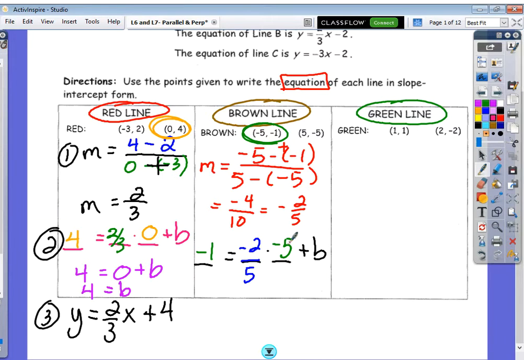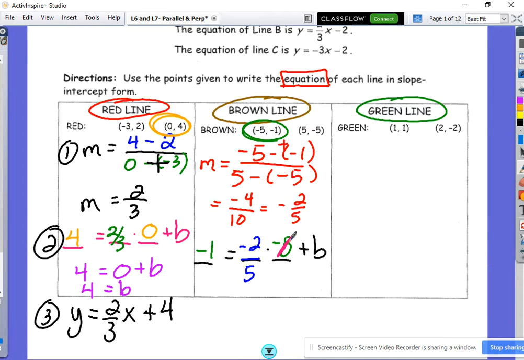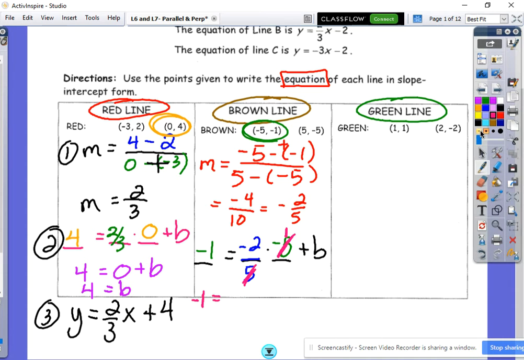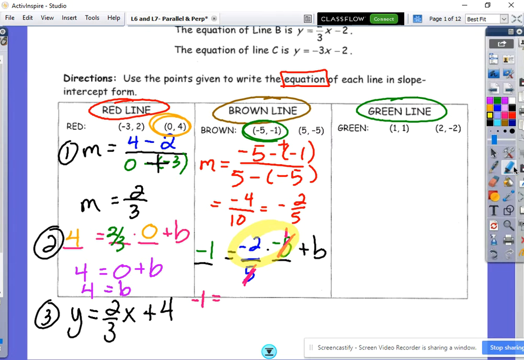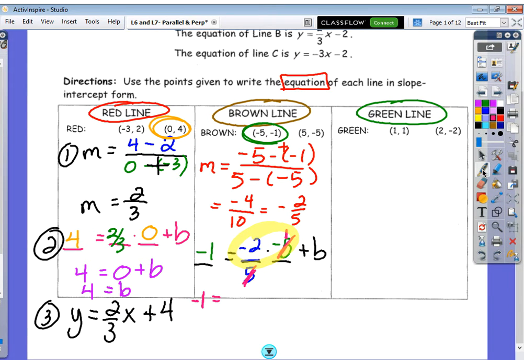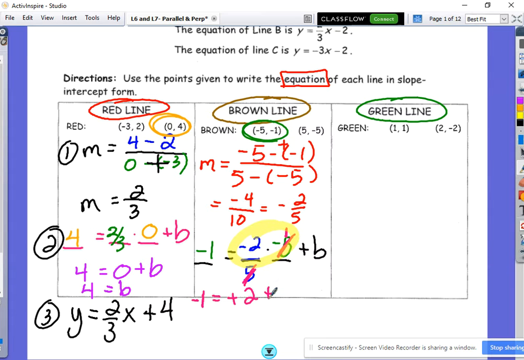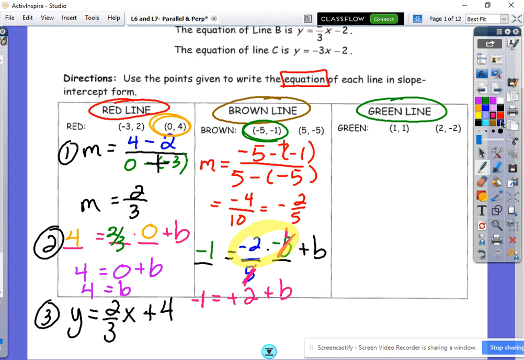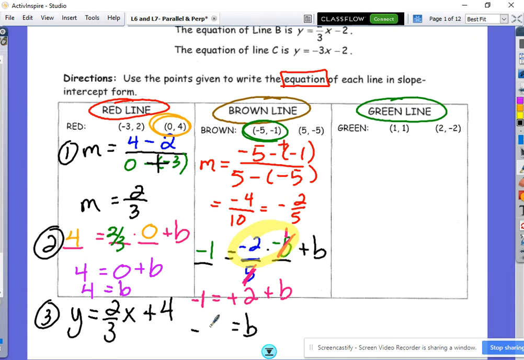What happens, and this is really convenient for us, is that the negative right here, this 5 and this 5 cancel each other out. That becomes a -1. So our equation that we're left with is -1 equals -2 times -1 right here. So be very careful. -2 times -1, that gives us +2 plus the b value. And now we're going to subtract that 2 over. So if we subtract 2 over, we're left with b equals -3.